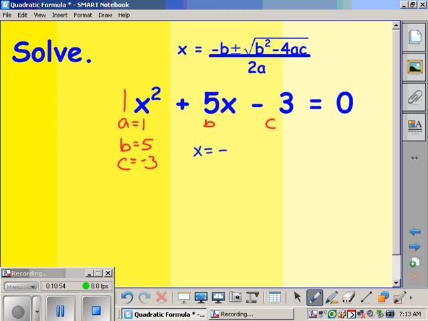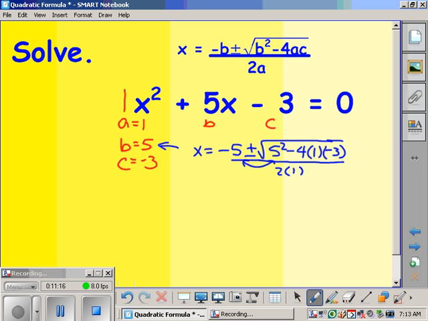So we have x equals -b, so go over to b, and that's 5, plus or minus the square root of b squared, so these two numbers should always match right here. So 5 squared minus 4, which is in the formula, times the a times the c, all divided by 2 times the a. Now, this we don't have to simplify any further. 2 times 1 is 2. So where we're at is -5 plus or minus a radical divided by 2.